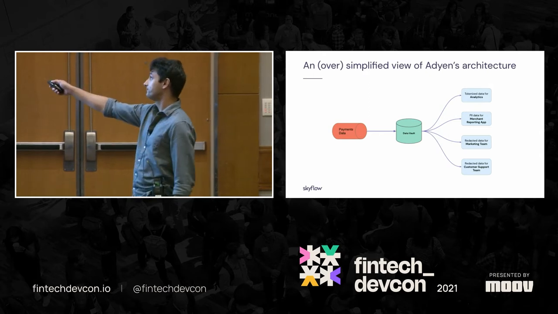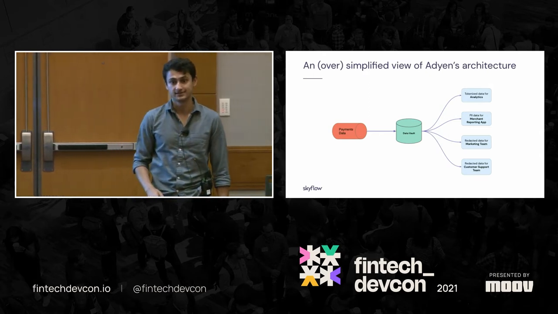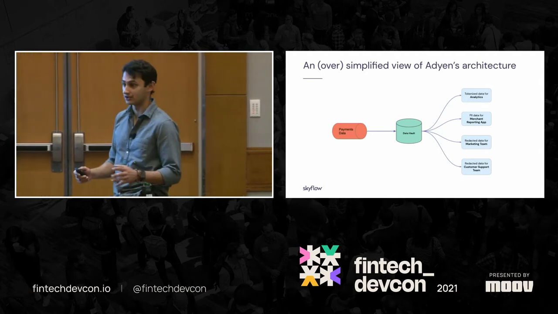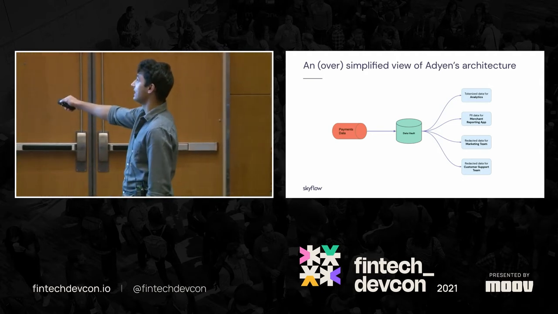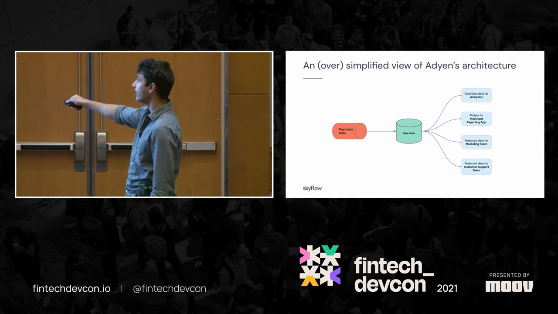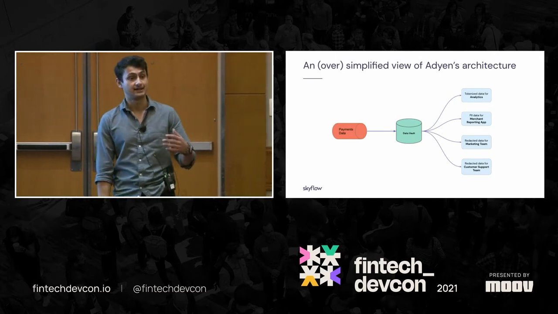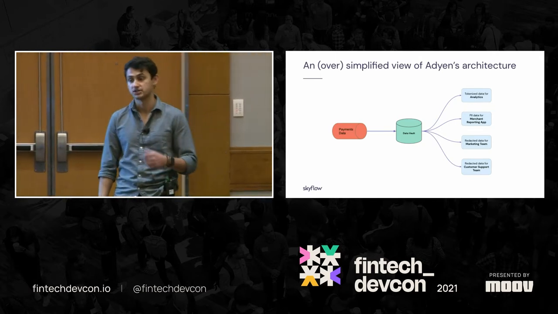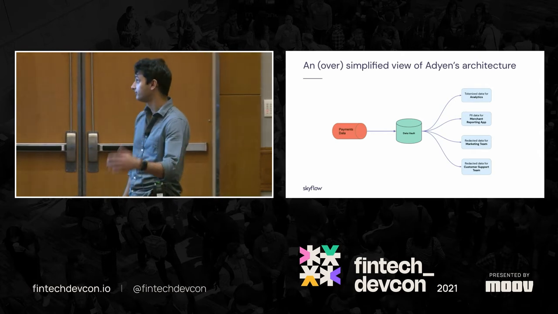But that means you get tokenized data for analytics, where all the fields that you don't need are tokenized and everything else is computable. Your merchant reporting app gets data in plain text, right? So your merchants can actually see their information on their dashboard.